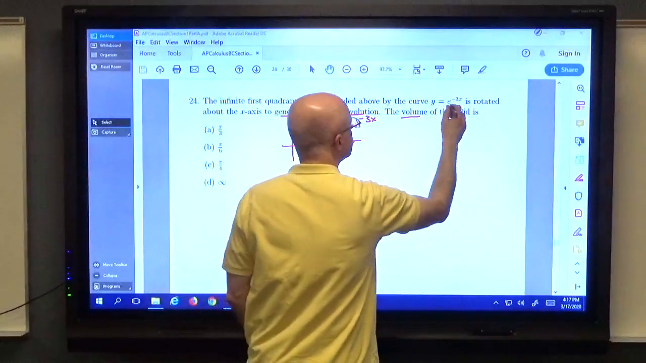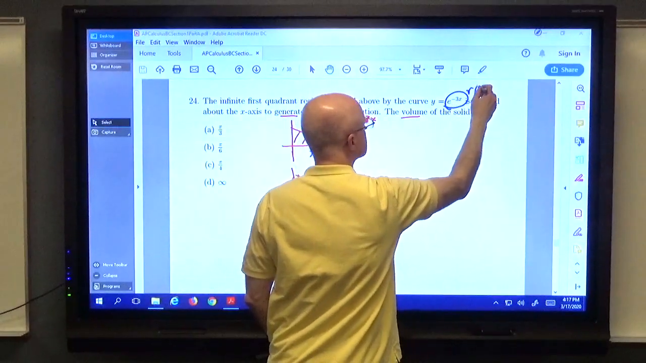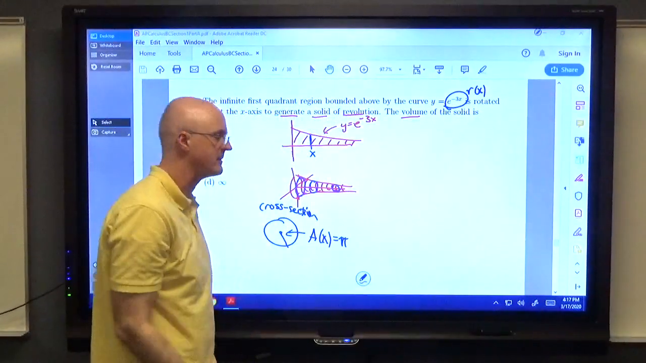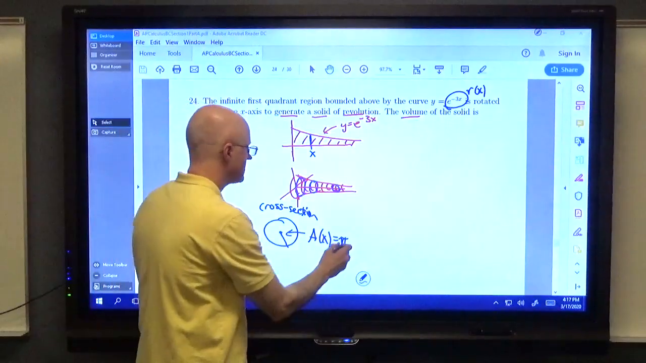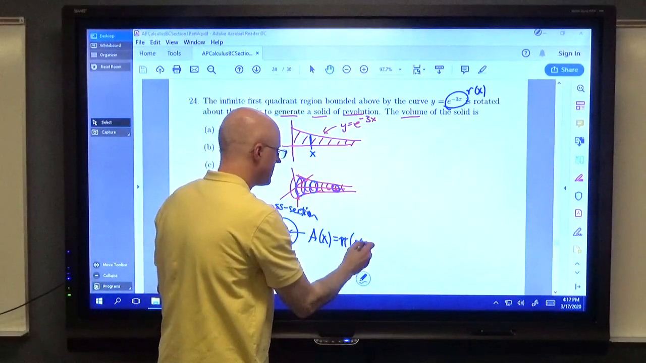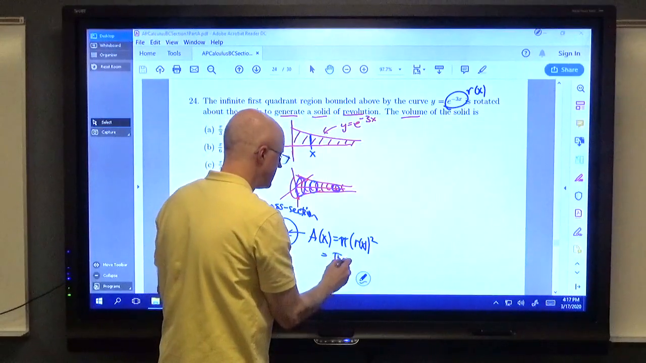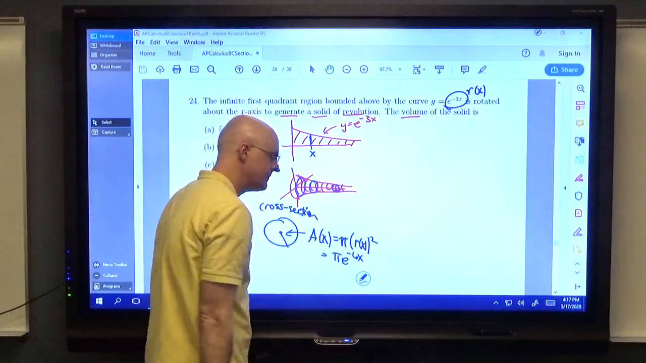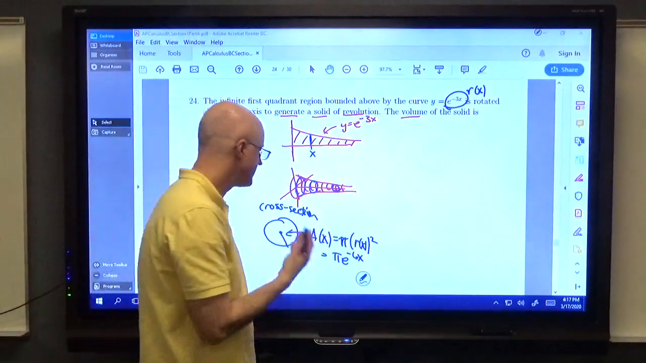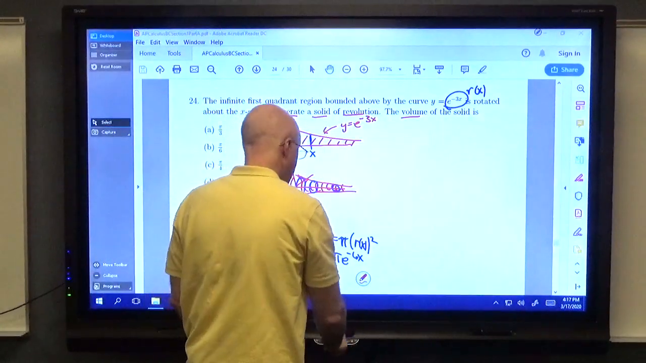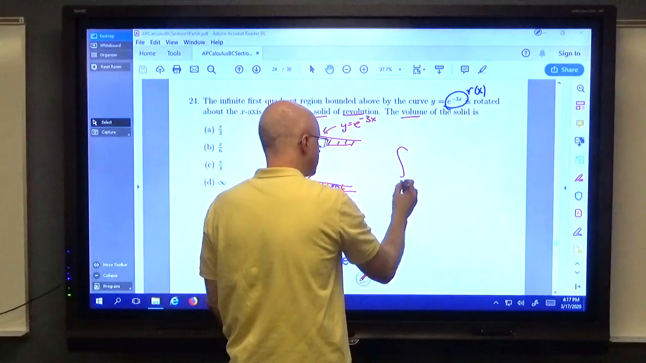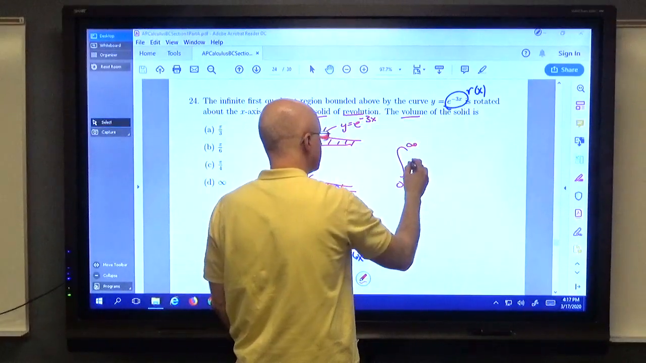This function you could call r of x for this solid of revolution. This is pi times r of x squared, which for this example is pi times e to the negative 6x. And that's the function you integrate to find the answer. And the integral is an improper integral going from 0 to infinity.